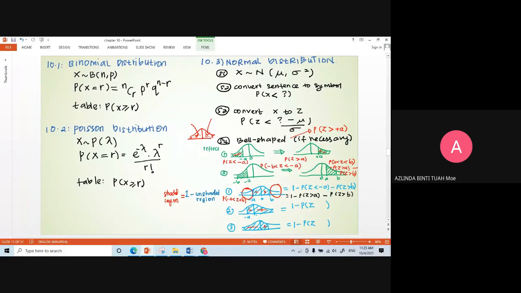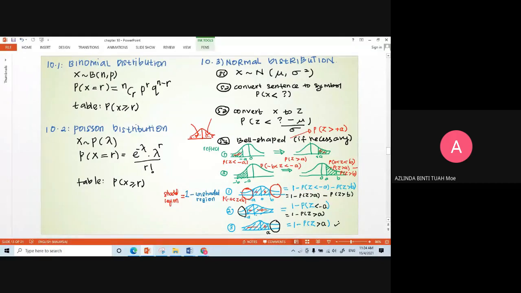Okay, untuk kes yang kedua, 1 minus unshaded. So, unshaded adalah Z less than negative A. So once again, Z less than negative A ni perlu reflect. Z greater than positive A. Okay, baru boleh tengok table. Okay, yang terakhir, 1 minus unshaded, which is this part. 1 minus Z greater than, let's say A kat sini. Positive A. Okay, boleh terus proceed dengan table.